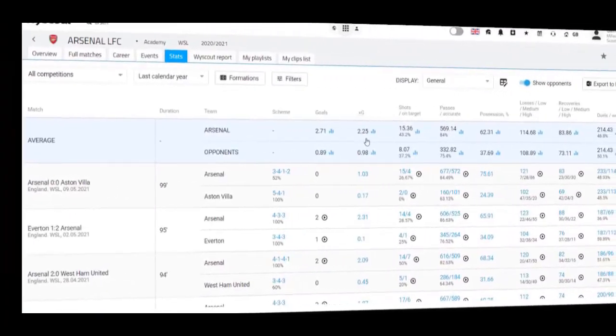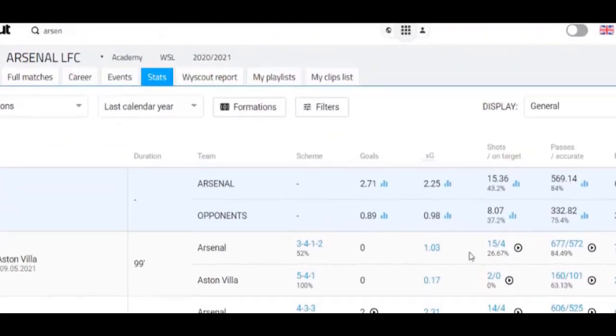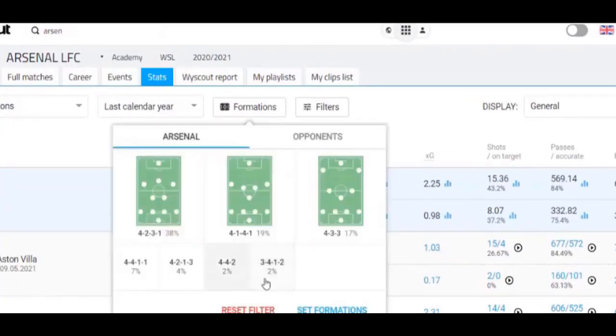So we can have a look here at what the data shows. Their XG was only 1. Remember, they averaged an XG of 3 per game against teams down at the bottom. So from our point of view, it felt like, you know what, we psychologically, tactically got it right on the day.